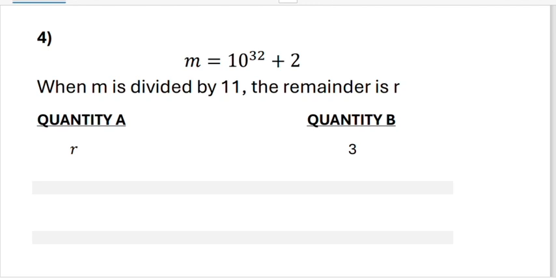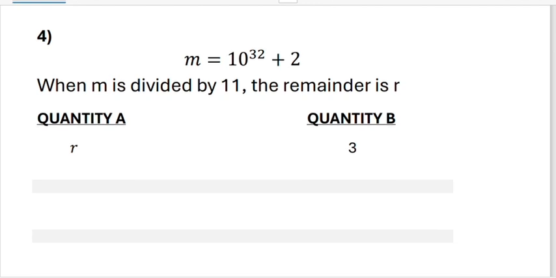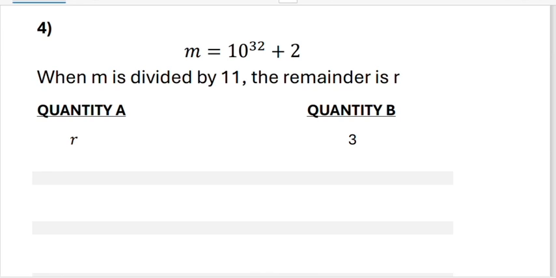For question 4, we are given that m is equal to 10 to the power of 32 plus 2. When m is divided by 11, the remainder is r. Quantity A is r and quantity B is 30. So how do we go about this? First thing, this is going to be very difficult. If we try to divide this number by 11, it's going to take our time. It's not necessarily that hard. It's just going to take our time.